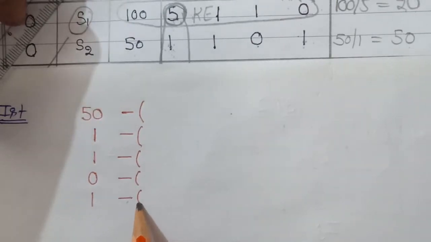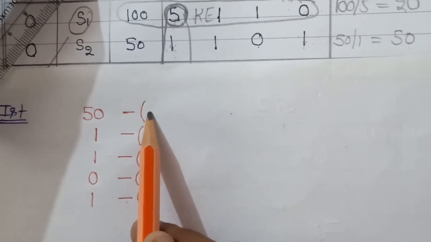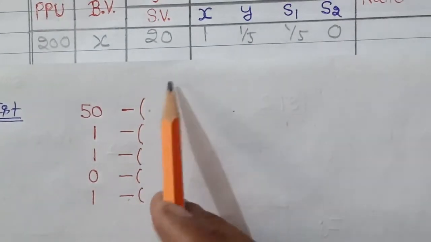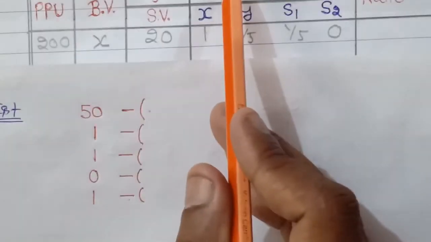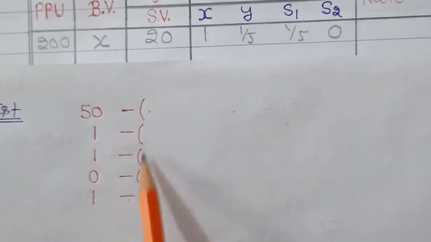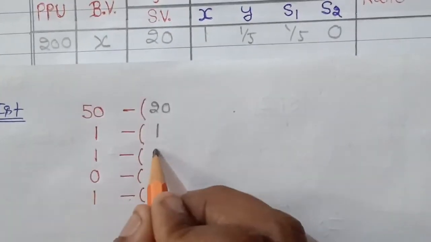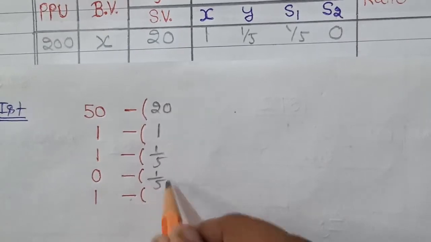Now after this bracket we have to write the values of the new row entry which we have made in the simplex table 2, and that too we have to write in the form of a column. If you will see, these are the values for the new entry in the simplex table 2. So let us write these values again in the form of a column. The values are 20, 1, 1 by 5, 1 by 5, and 0.